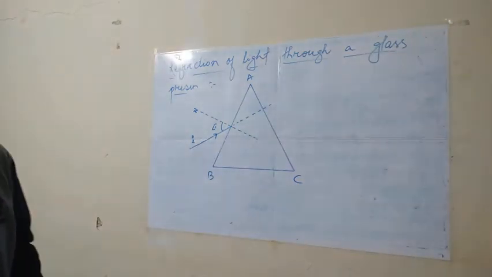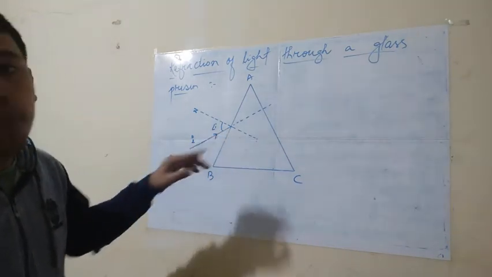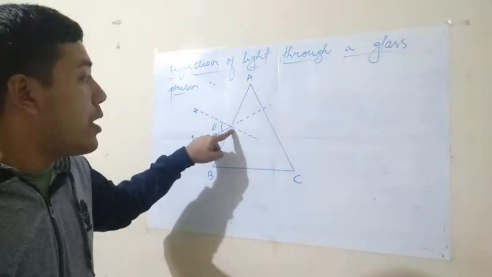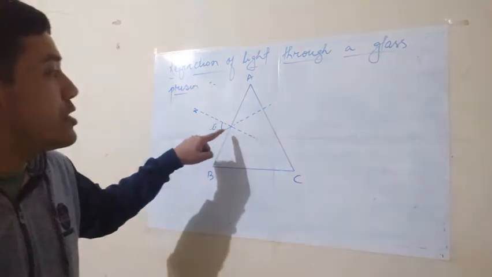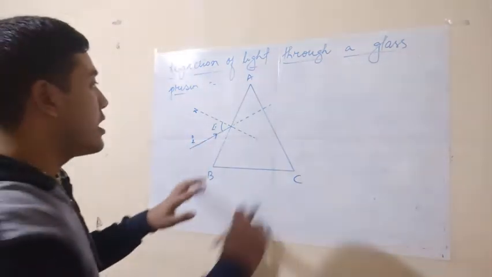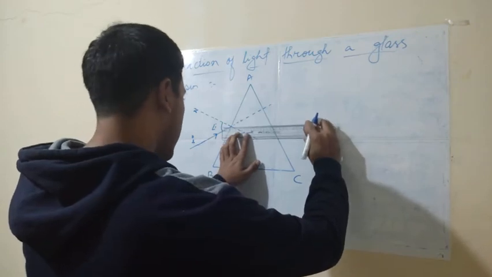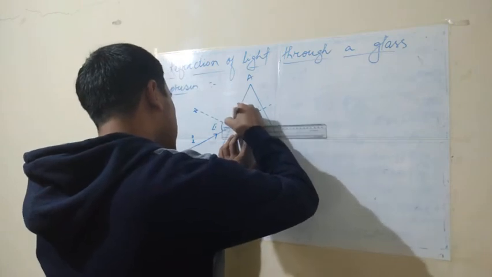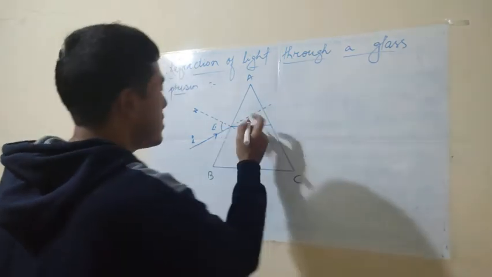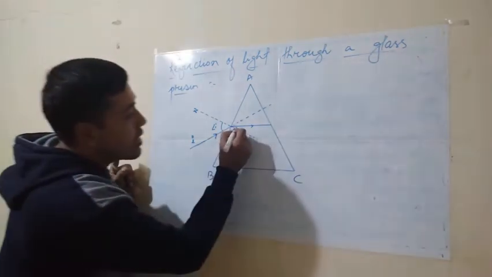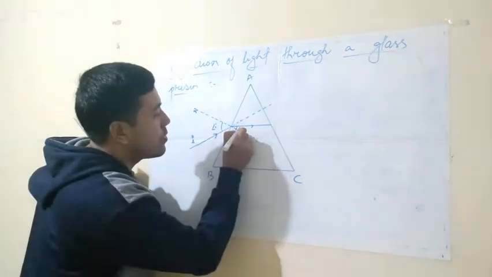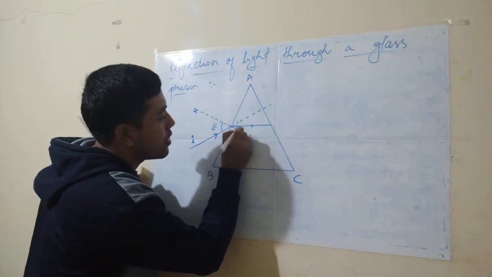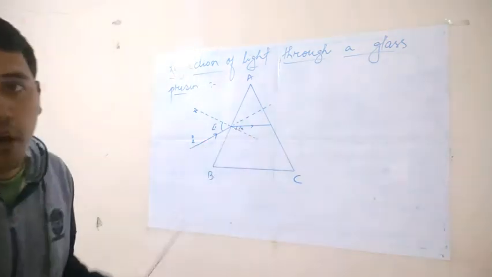Next, look here. We all know that when a ray of light travels from a rarer medium to a denser medium, it bends towards the normal. Look here, it bends towards the normal. I will draw a straight line. Yes, this is the angle, and this angle is known as the angle of refraction. Angle R is known as the angle of refraction.